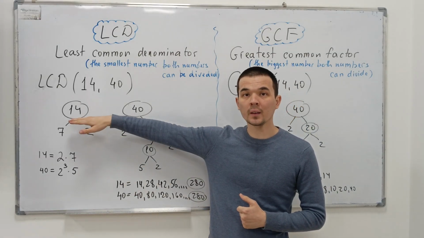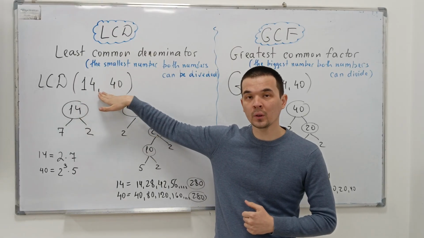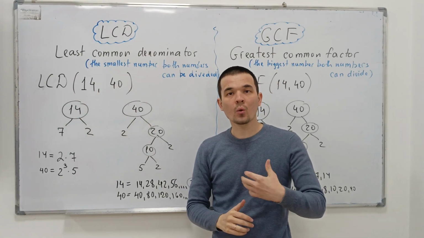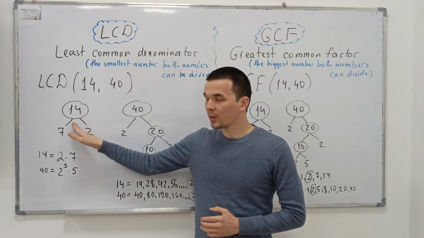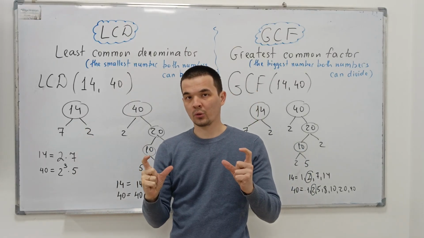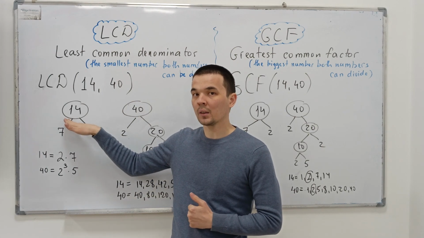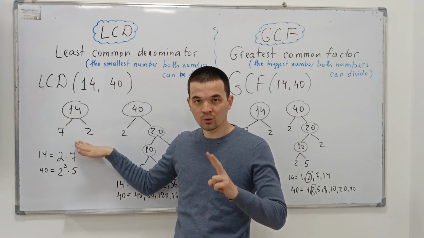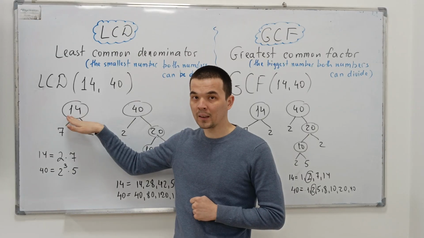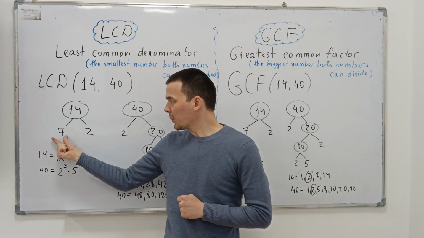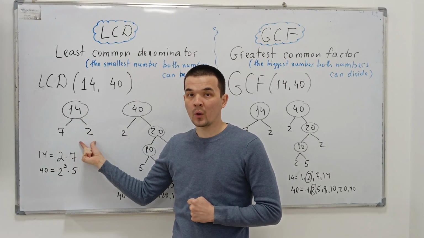Imagine we have to find the LCD of 14 and 40. The first thing required is writing down the number 14 as two factors. If you multiply 7 and 2, your answer is 14. So 7 and 2 are factors of 14, and both 7 and 2 are prime numbers.